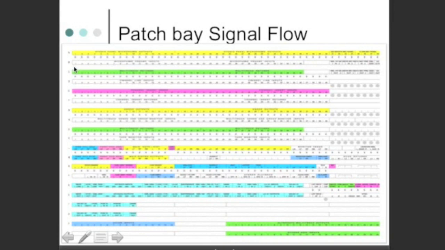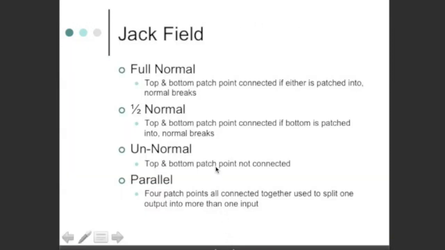Now let's say your microphone mic preamp number 1 is broken and you want to take mic line 1 and cross patch it into mic preamp 2. You can do that with a patch cable. And when you do that, it breaks the normal, which is a full normal.